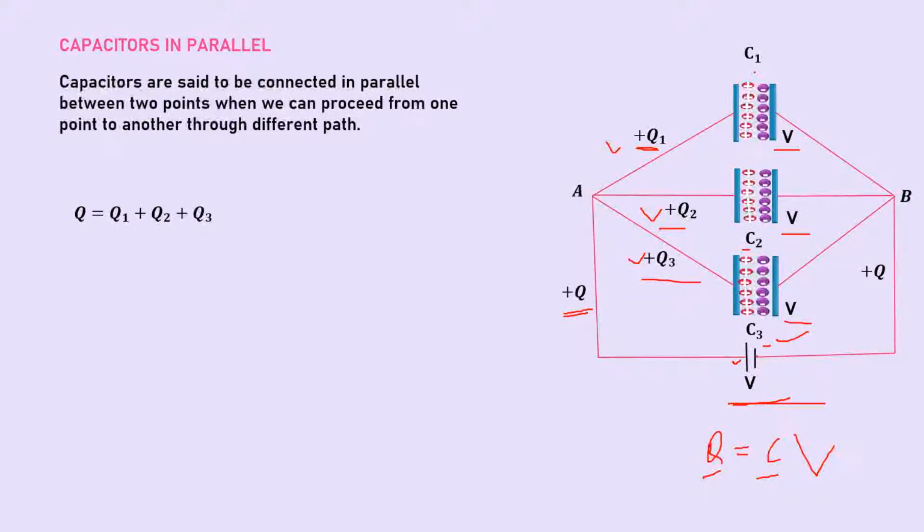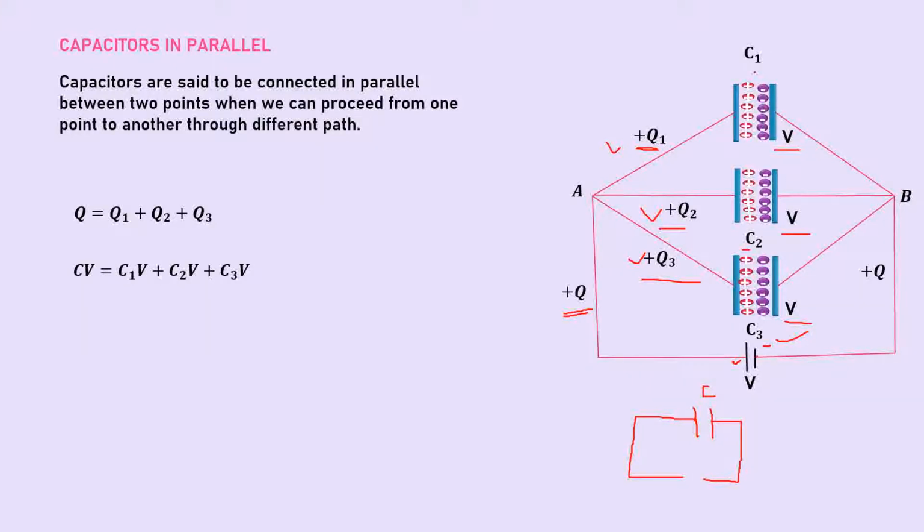So Q equal to Q1 plus Q2 plus Q3. And we know that Q equal to CV, if C is the equivalent capacitance. Let C be the equivalent capacitance of the capacitor.